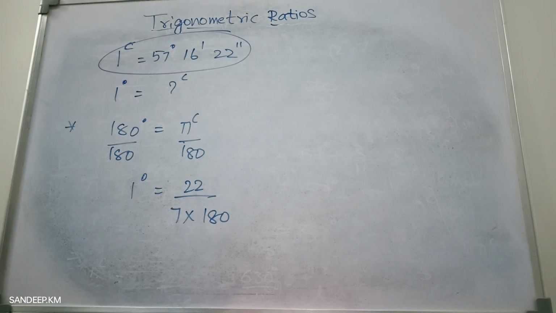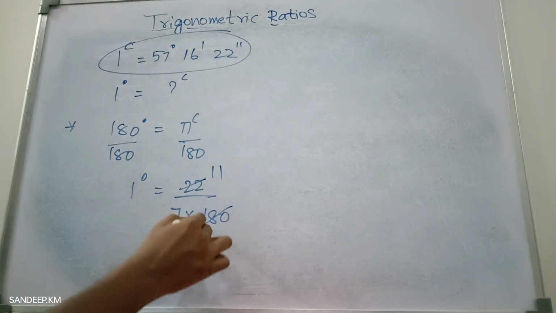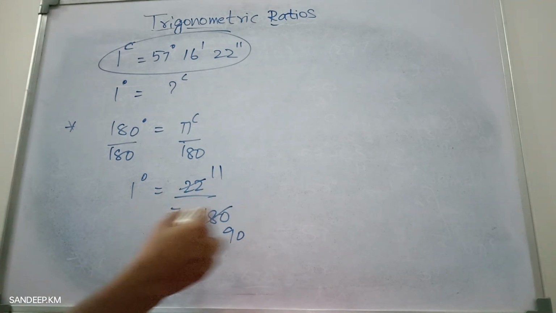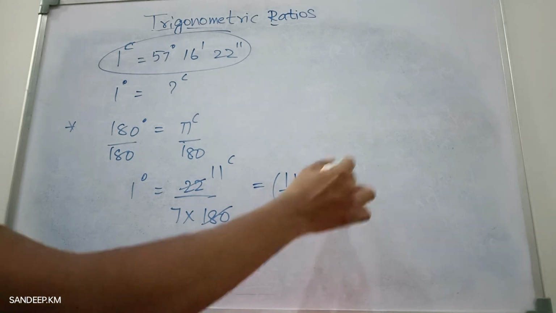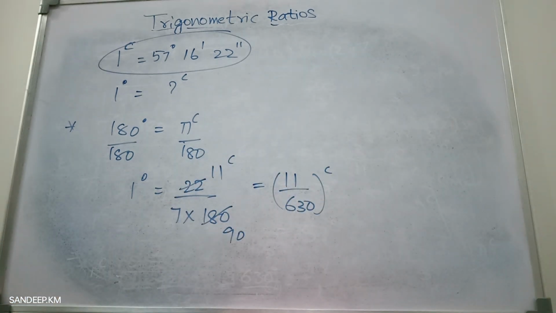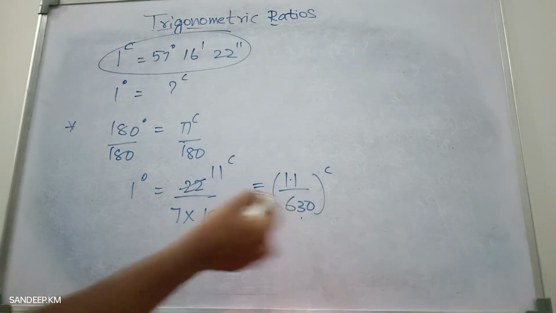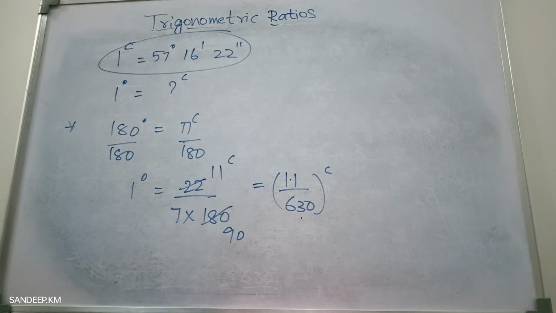You got it? So you can divide, 2 11s are 22 and 2 90s are 180. So we will get 11 by 630 radians. We got 11 by 630 radians. Now you can divide 11 with 630. You will get a particular decimal number. That is the required answer.